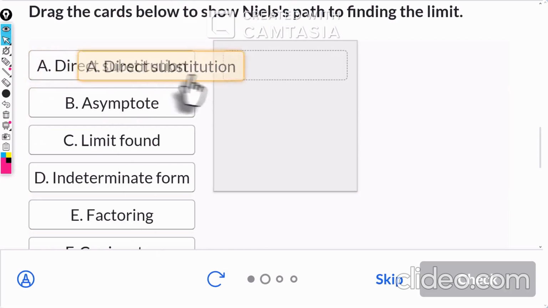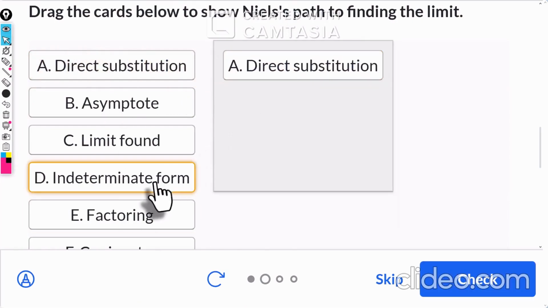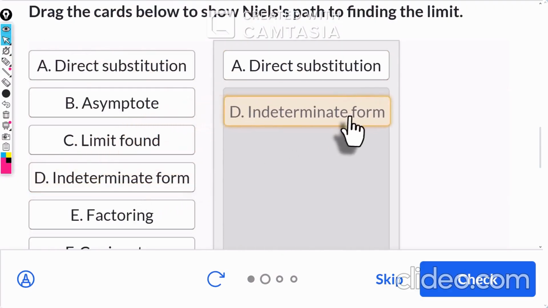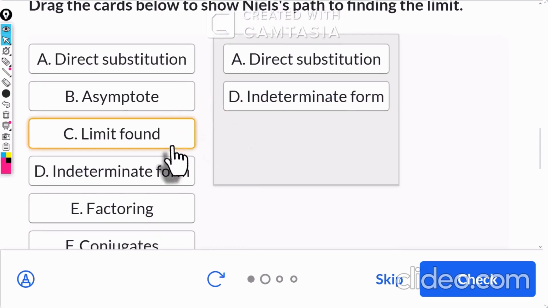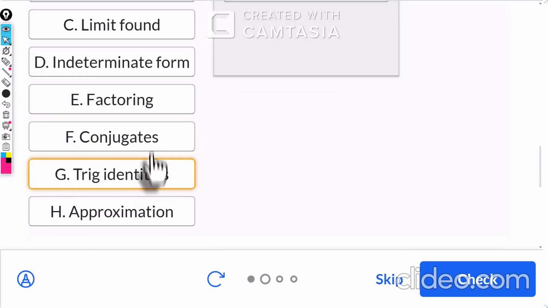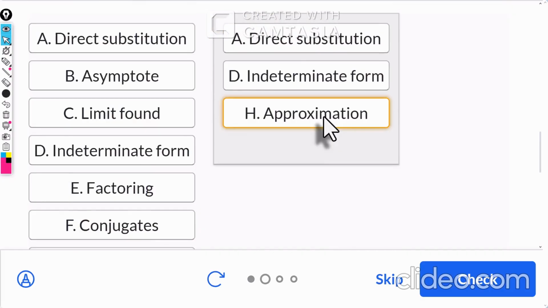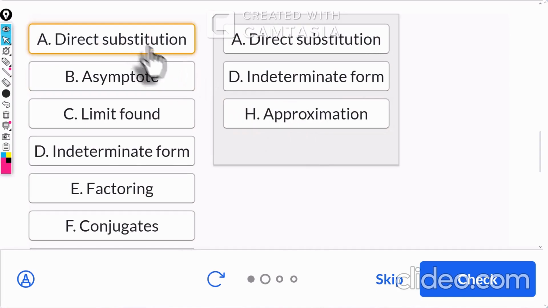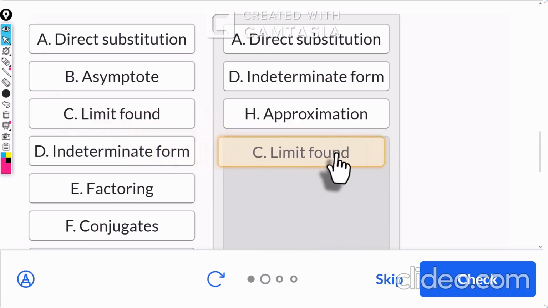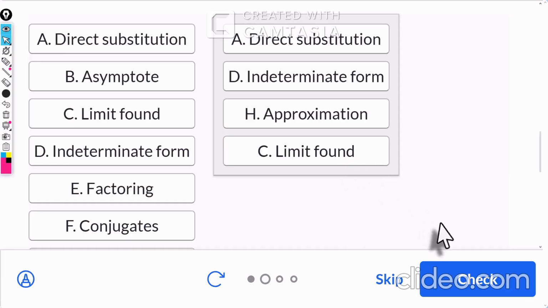All right, so we did direct substitution. We got 0 over 0. That was indeterminate form. And then we could not do the factoring, conjugates, or trig identities. We couldn't do any of these three. So we did an approximation. You either graph it or you plug in numbers around the limit on the calculator. When we did the approximation, I don't think that's considered direct substitution again, because we didn't plug in 0, we plugged in the numbers around 0. So after the approximation, the limit was found. I hope that does it.